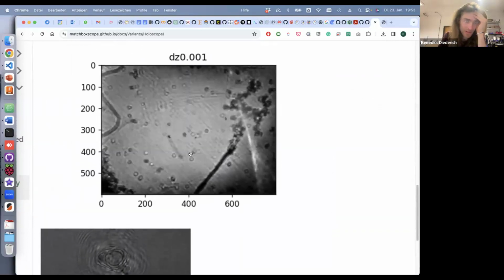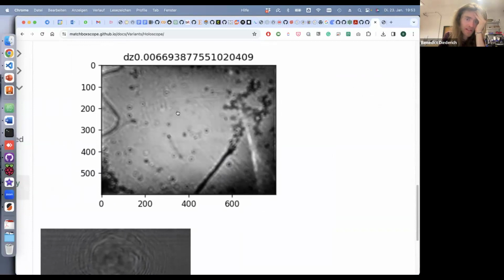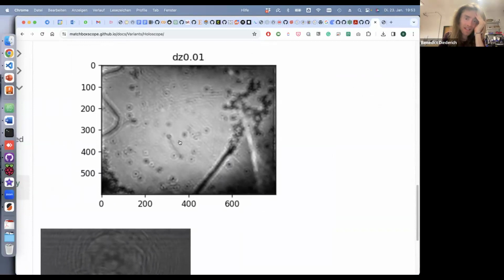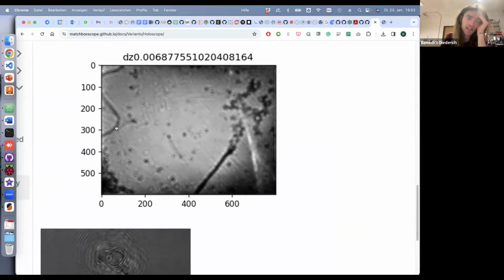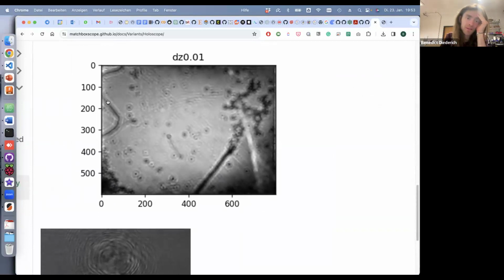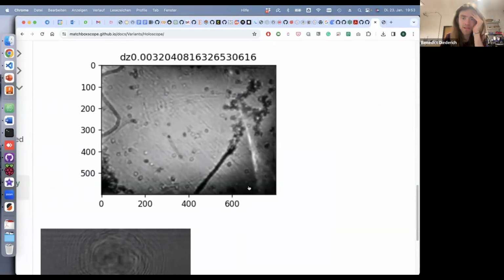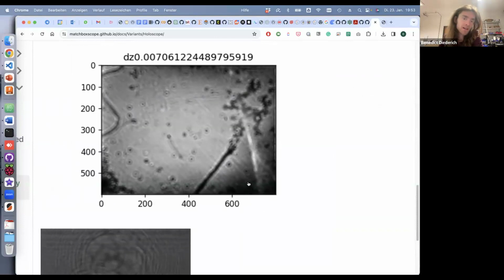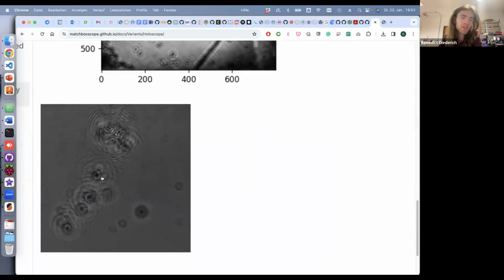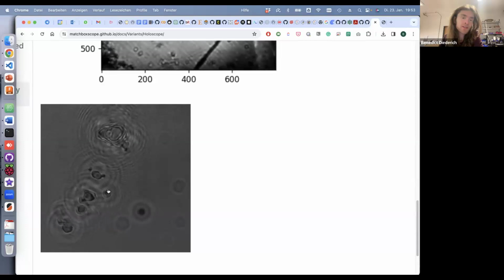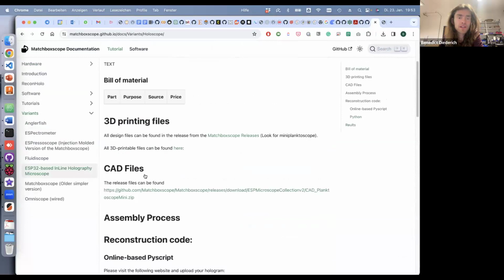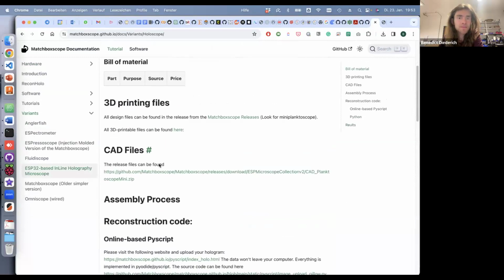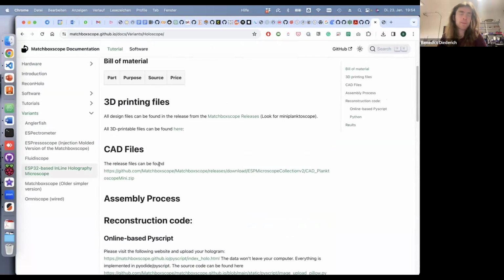So what you do is you take one image, and then you can virtually refocus. So this is computationally being refocused. The first image is the autofocus, and then you see at one point the filaments here, or the dust particles or whatever that is, become sharp, and you can literally refocus something that's not in focus. And so this is where holography is really powerful.